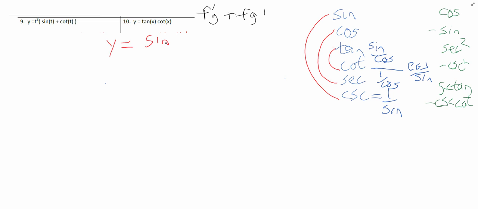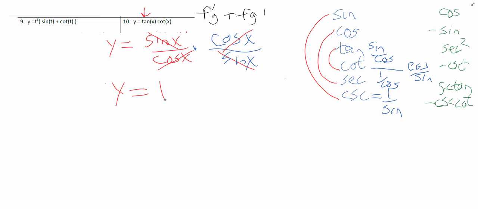So we have sine of x over cosine of x, and that is how tangent is defined, and then multiplied by cotangent, which is cosine of x over sine of x. And since these two terms are being multiplied, you can simplify that. Cosine cancels cosine, and sine of x cancels this sine of x. So this is just y equals 1.